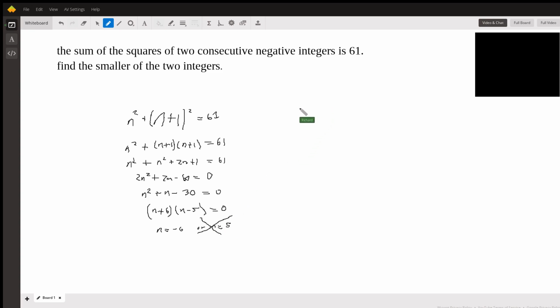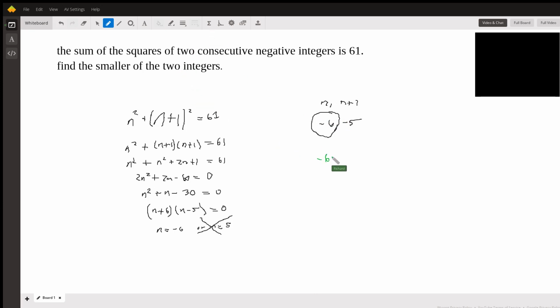And so the two integers would be n and n plus 1. We're saying that n is negative 6, so negative 6, negative 5. That should be our answer. They want the smaller of the two, so this is going to be the smaller of the two here. Let's go ahead and check the answer.